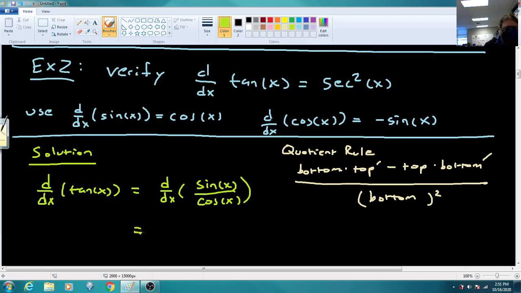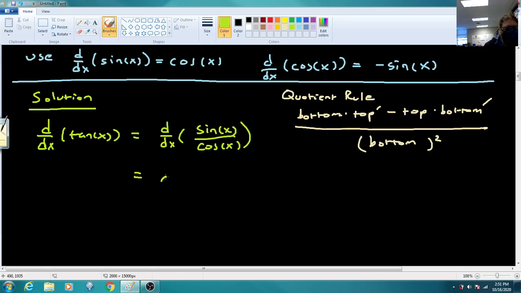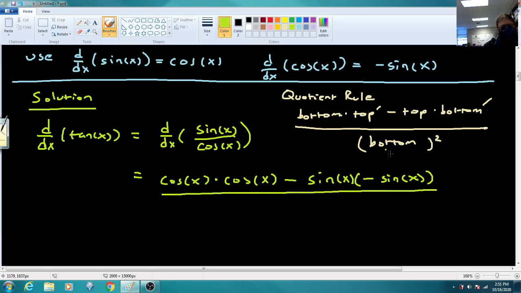So let's go through and do this. Bottom left alone is cosine. We want the derivative of the top, which is sine. Derivative of sine is cosine, so that's times another cosine. Minus the top left alone, so the top is sine, times the derivative of the bottom. The bottom is cosine, the derivative of cosine is negative sine. All that over the bottom squared. The bottom is cosine, so this will all be over cosine of x squared.